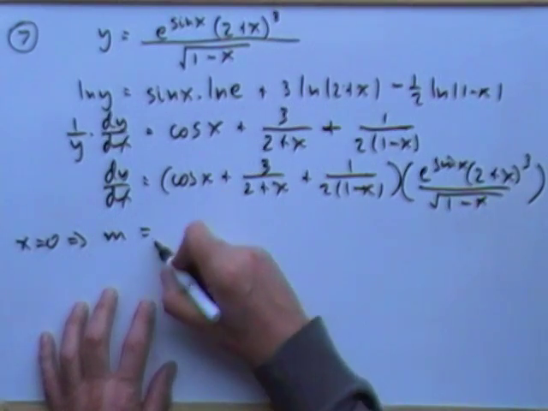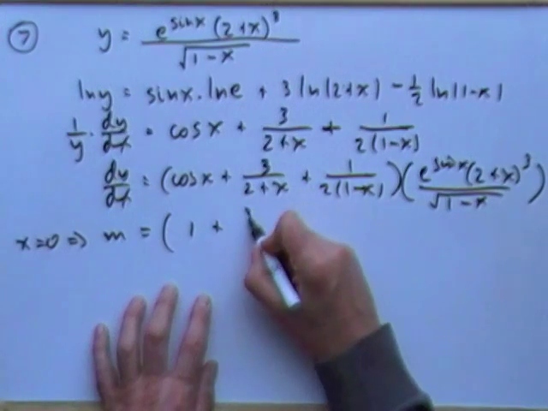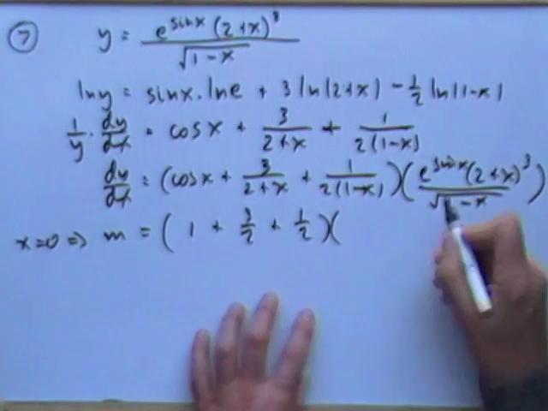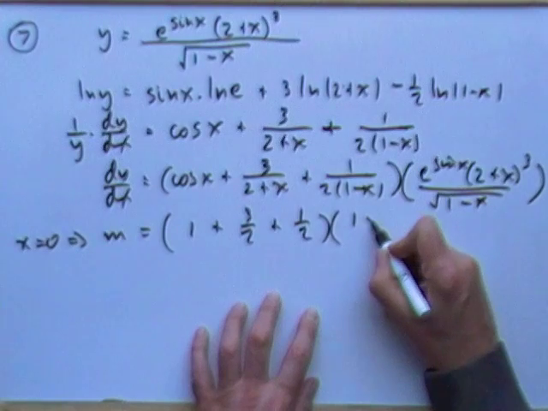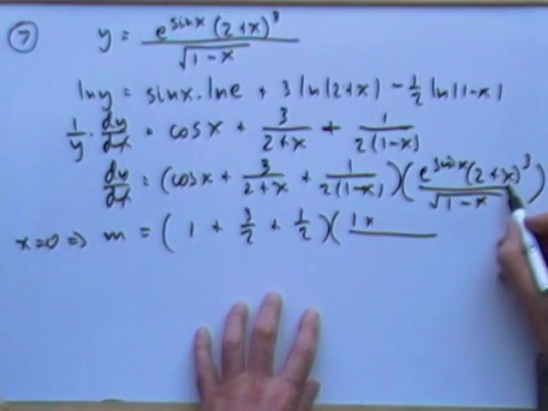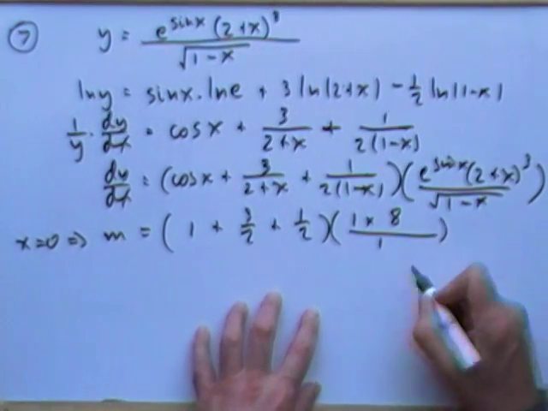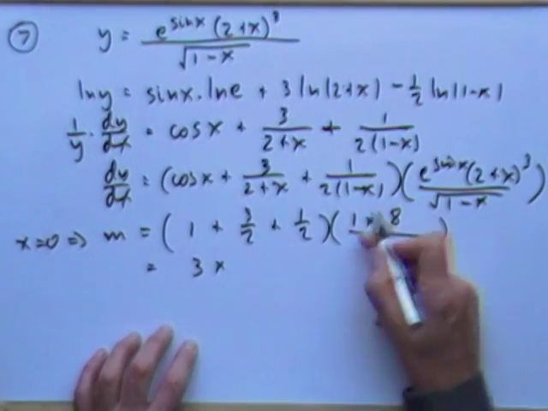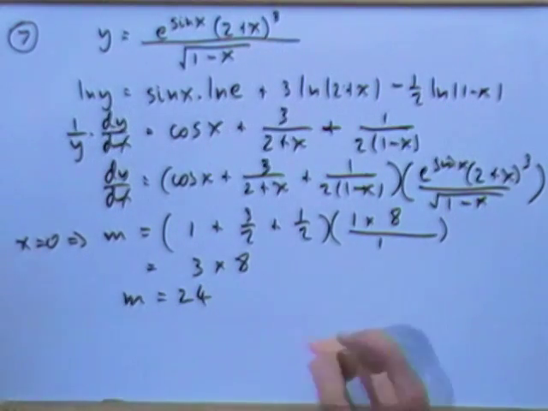So that's going to be, I'll just work it out as it goes. It's going to be cos of 0, 1, plus 2 and 0 is 2, so 3 upon 2, plus 1 minus 0 is 1, so that's plus a half, times e to the sine 0. Sine 0 is 0, so it's e to the 0, so it's 1. Am I showing too little working? I don't know. Times x is 0, so it's 2 to the 3, so that's 8. 1 minus 0 is 1, square root's 1. So what I've got is 2, 1 is 3, that just comes to 8, which means that m is equal to 24. And that would be the final answer.